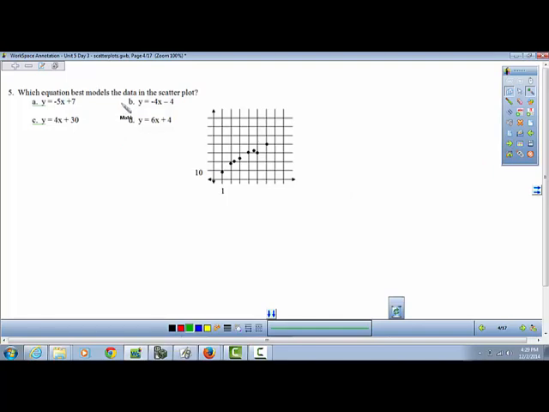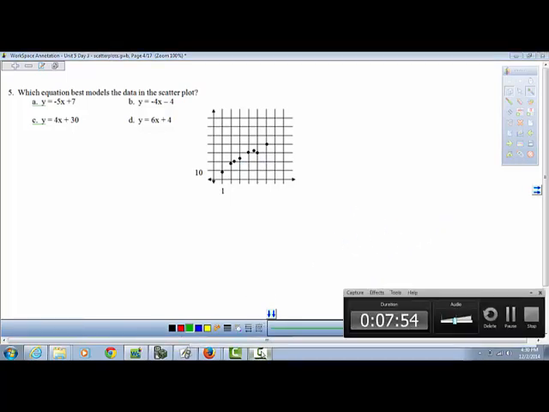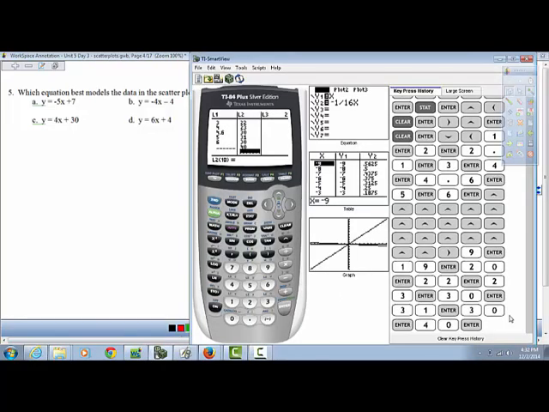So here, which equation best models the data in the scatter plot? We can do the same thing here. Let's just try it, putting in the values here, the x's and the y's of your points, and see if we get an equation that gets close, just out of curiosity. So go ahead and pause your video and come back when you're ready.